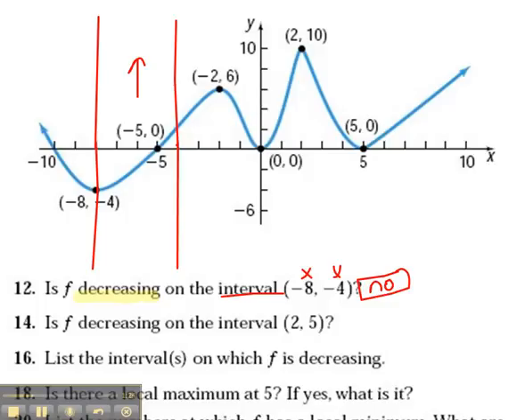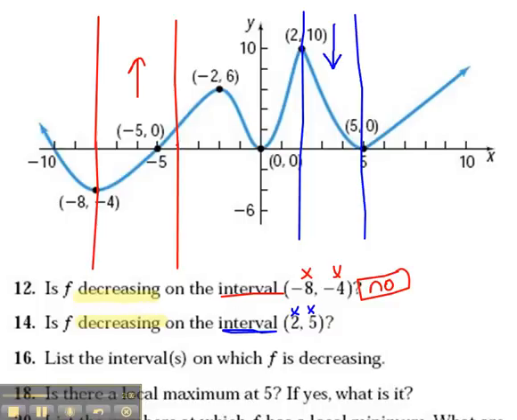Okay, our next one says, is this function decreasing on the interval from 2 to 5? Well, again, because they said this word interval, that's important. That's telling us that these are not points. This is not the point 2, 5. This is an x value of 2 and an x value of 5. So starting here where we have this x value of 2 and ending over here at an x value of 5, is this function decreasing on that interval? Is it going down between those two places? And in this case, yes, it absolutely is.